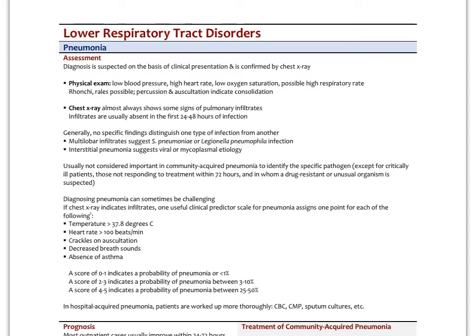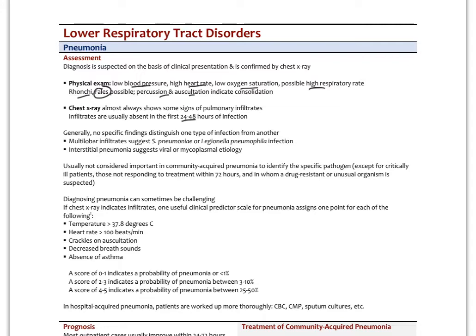Now, if they're in the emergency room, they can get that done right away. If they're in your outpatient office, in your PCP, then you're going to have to wait for that. But that's going to tell us specifically if there is any sign of pulmonary infiltrates. They're usually going to be absent in the first day or 2 of infection, but then they'll be present after that. Our physical exam is going to be important to check for very low blood pressure, again the high heart rate, low oxygen saturation, high respiratory rate, the rhonchi and rales. Rales are going to be more common, the crackles, and then doing the percussion and auscultation, indicating any consolidation.